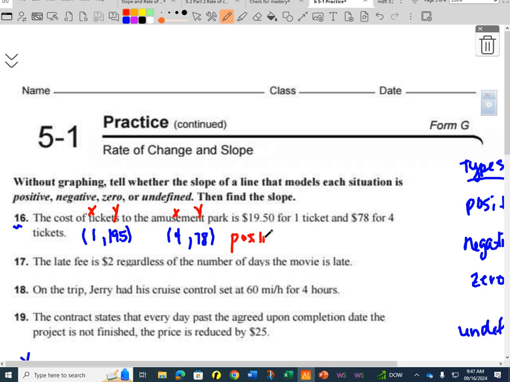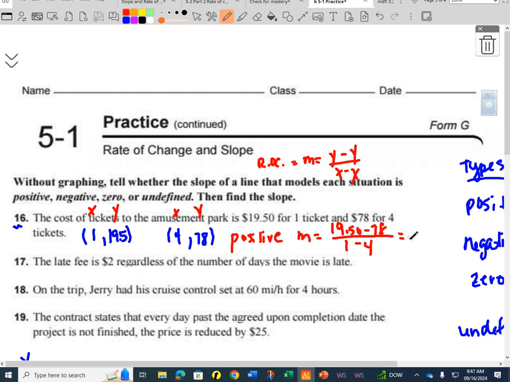So now we're going to find the slope. M equals Y minus Y, remember? This is the rate of change. Slope is also the rate of change, Y minus Y over X minus X. Because it's a real world problem, usually they call it rate of change. I don't know why they don't do that here, but I guess because they're talking about when it's graphed. So Y minus Y, 1950 minus 78 divided by 1 minus 4.